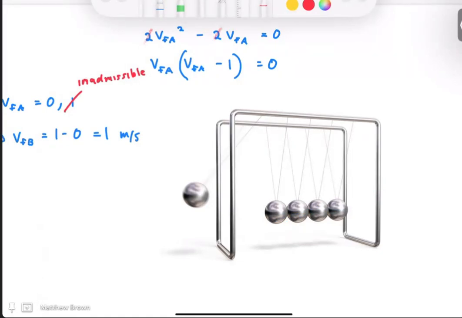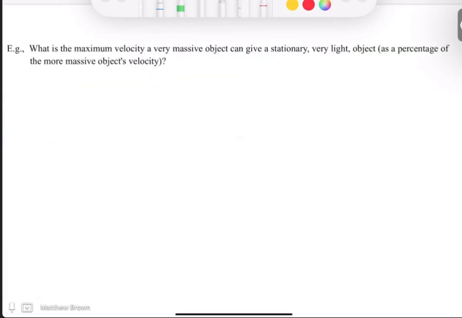Kind of neat, maybe. Now you can explain that. So I made this example actually originally, and then I made the previous example after, because I thought putting those concrete numbers might be a little nicer and something you could do a little more quickly, whereas this as a first question is pretty tough. You've got to just keep the variables as variables, right? We're looking at the maximum velocity a very massive object can give a stationary, very light object. And in this case, just as a percentage of the more massive velocity.